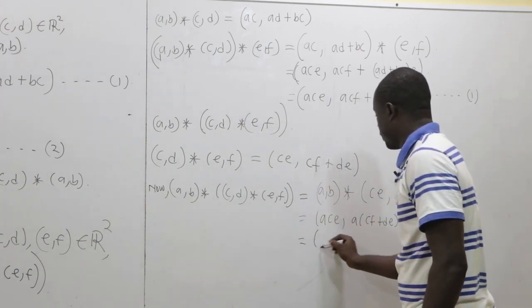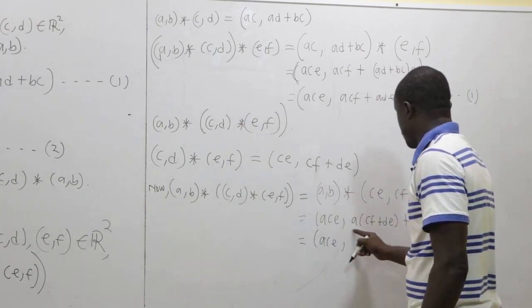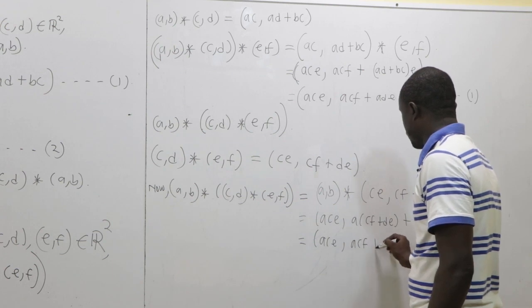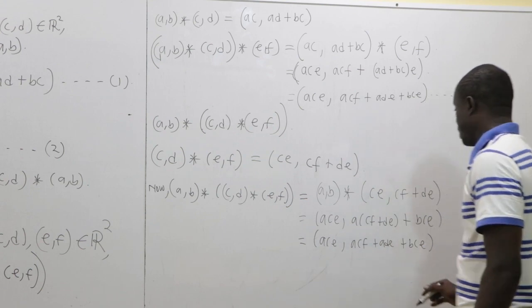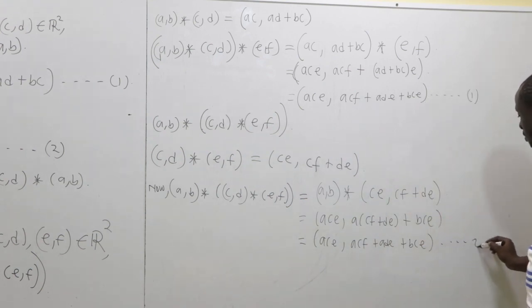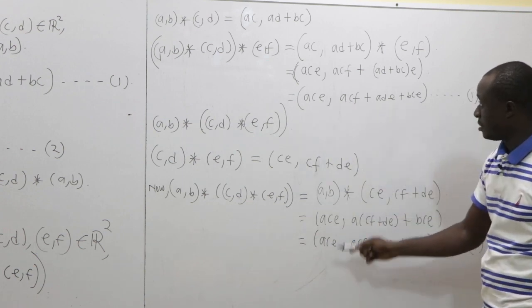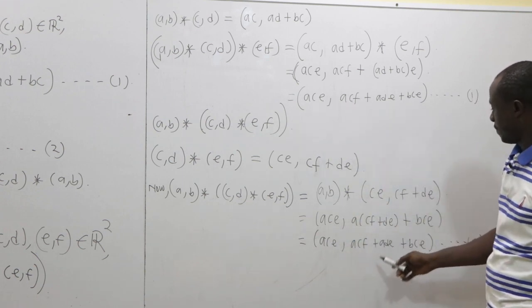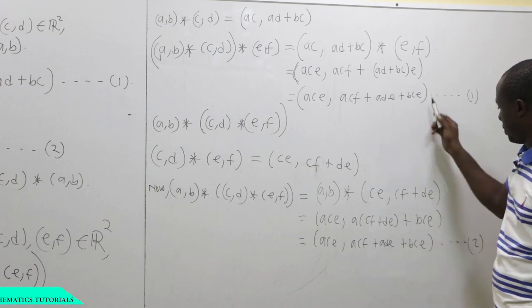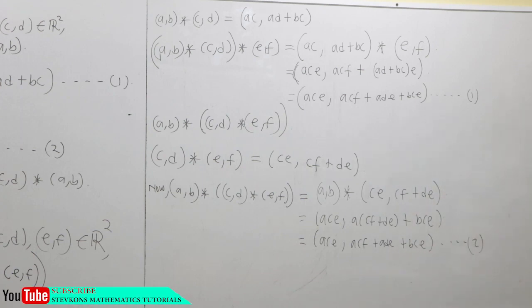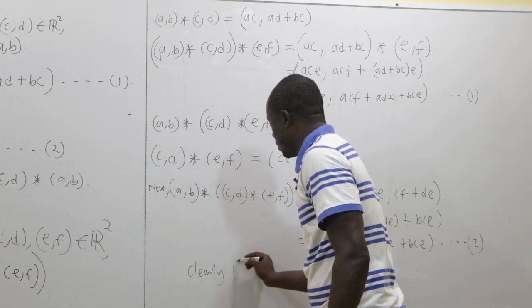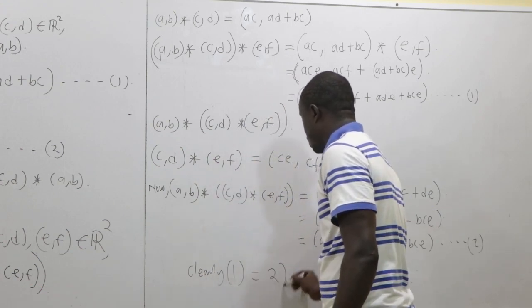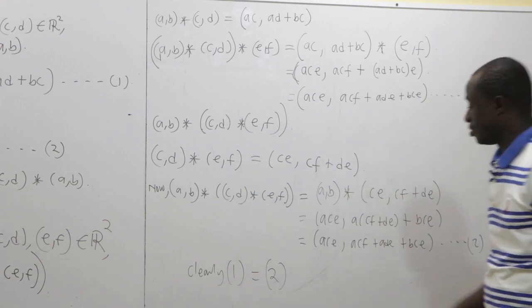So from here we have ACE, comma, this will give us ACF plus ADE plus BCE. Let's say this is equation 2. Now let's see if this is equal to this. We have ACE, ACF, ADE, BCE. So clearly, equation 1 is equal to equation 2.